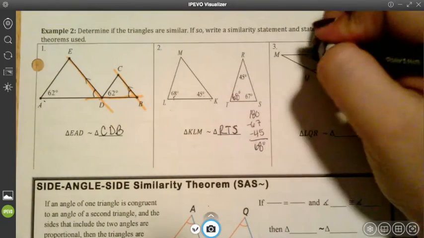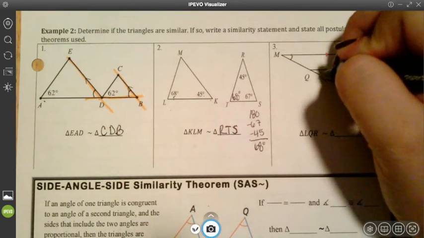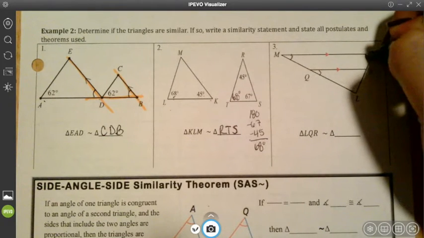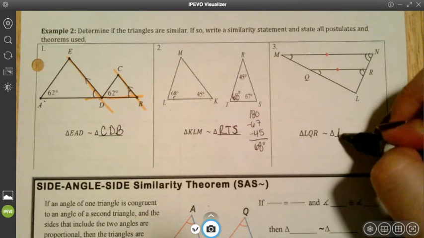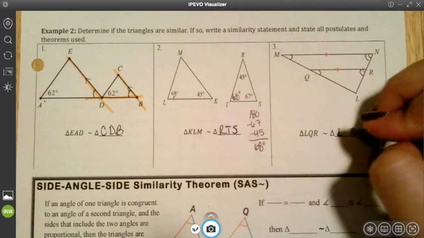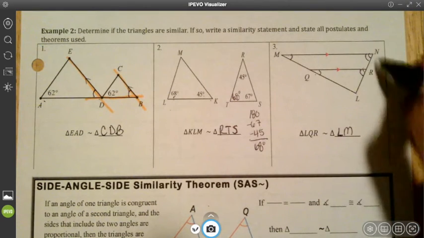And then we have this diagram, and remember, this gives us two pairs of congruent corresponding angles. And so we have L with L, Q with M, and R with N.